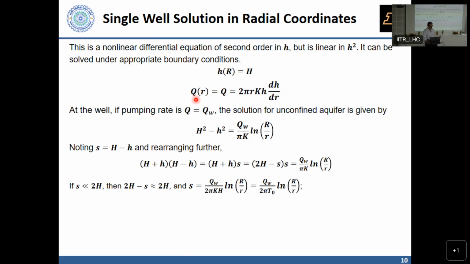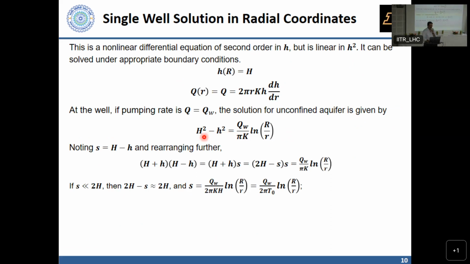And Q is going to be a constant for steady state. So if I set r equals r sub w, Q would actually be equal to Q sub w. This remains constant. And if we solve that equation, we are essentially going to get this as our solution. You will see we have an h dh, so you'll get an h squared when you integrate. And you have dr over r, which gives you this log term. So that is a simple solution. And the solution now is in terms of h squared.